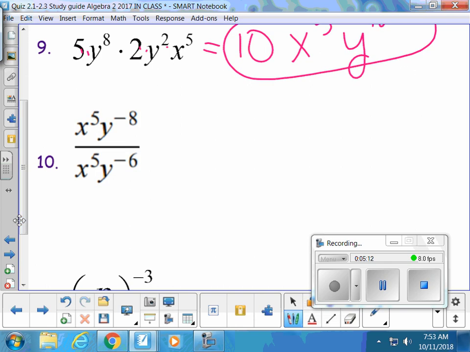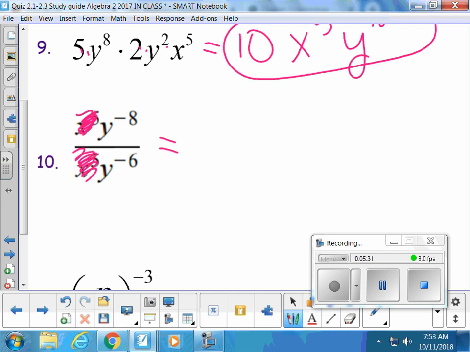Oh, I have a song for this one. How's it go? Flip and make it positive. First, let's start with the x's. Don't you notice we have the same thing on the top and the bottom, x to the 5th and x to the 5th? Those can just go away.